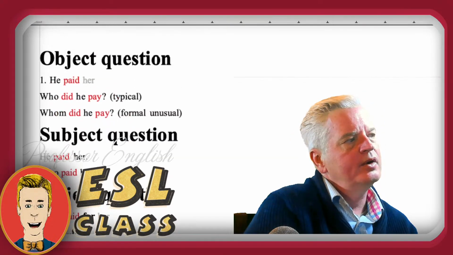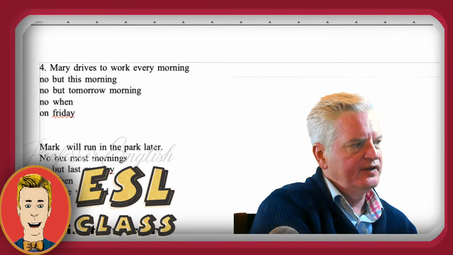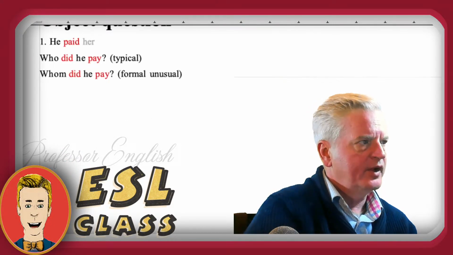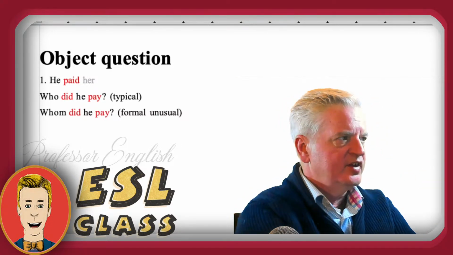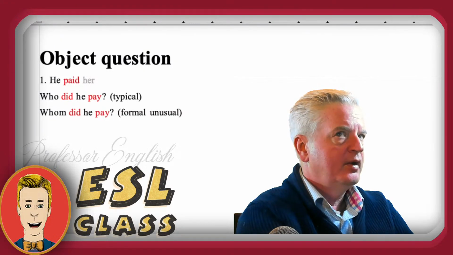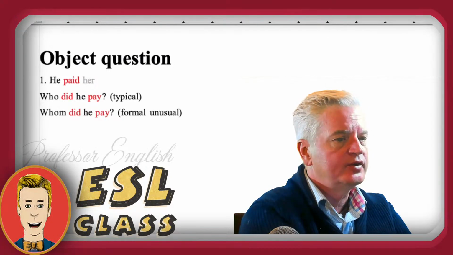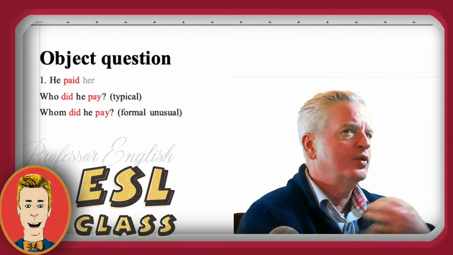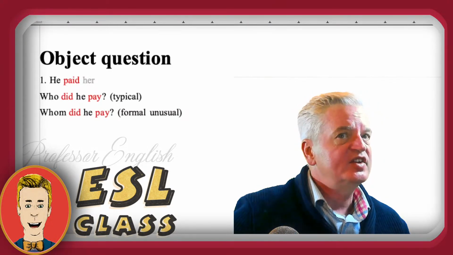Okay. Let's take a look. I just want to take this off the screen here. We're looking at a very simple sentence: He paid her. You can see that there are two people, two who's, in this sentence. There's he and there's her. One is the subject, the source or origin of the action, and the other is the object, the receiver of the action.